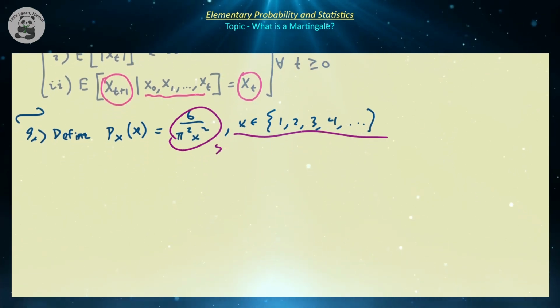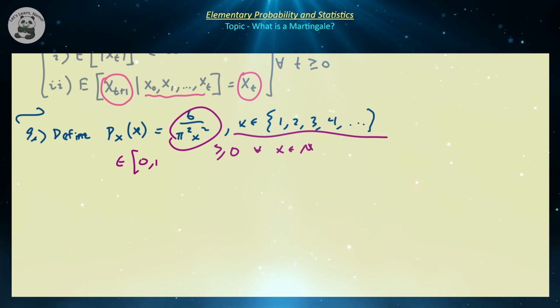Obviously this is going to be greater than or equal to 0 for all x in the set 1, 2, 3, 4, and so on, the set of natural numbers. And it's also clear to see that pi is a little bit greater than 3, so pi squared is a little bit greater than 9. That means 6 divided by pi squared is less than 1, and as x gets bigger, it gets even smaller. So p_X(x) belongs to the interval [0, 1], and that's true for all x in the set of natural numbers. So the first property is met.